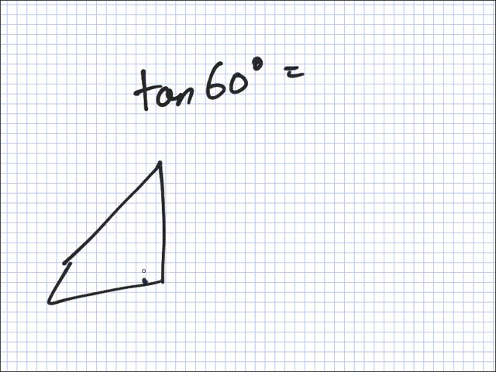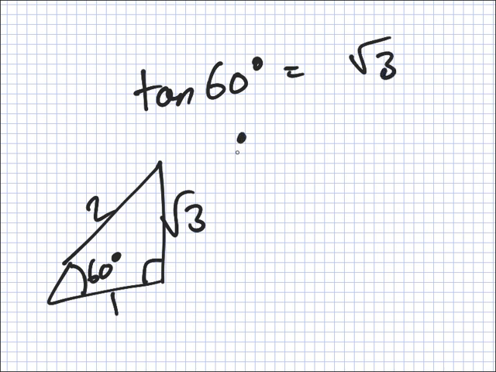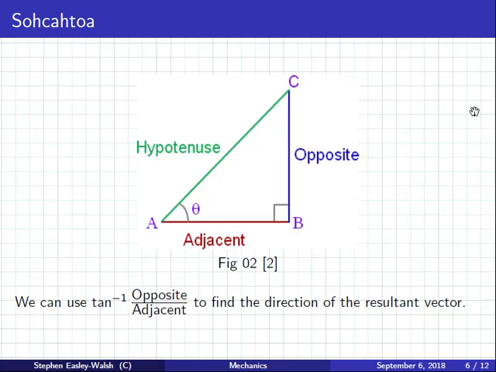So like, what's tan 60 degrees? Let me think. There's 60, there's 1, there's 2, and there's root 3. So, root 3. So if you type in tan inverse root 3, it should say 60 degrees. So if you type in tan inverse opposite over adjacent, you get theta.